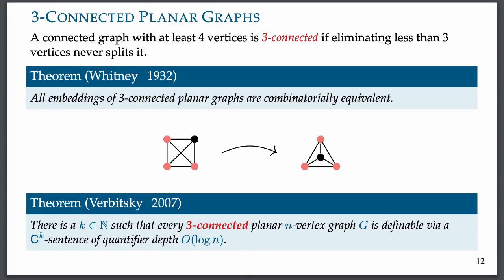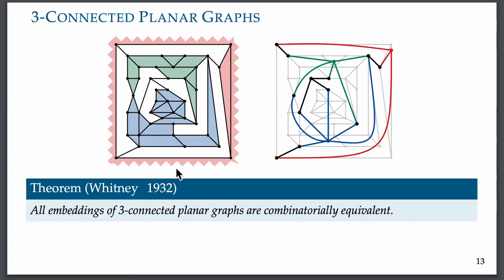In our paper, we gave an alternative proof for Verbitsky's result, which provides us with the stronger version that we need, and I will sketch it in the following. Given a 3-connected planar graph, such as this one, we can, by Whitney's theorem, assume it is embedded just like here in the picture. So the embedding looks actually like this.